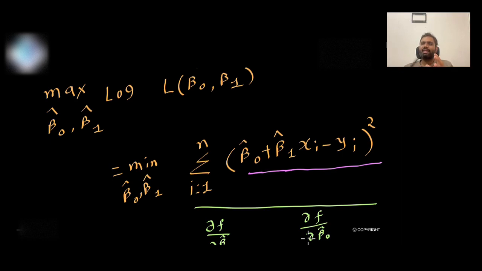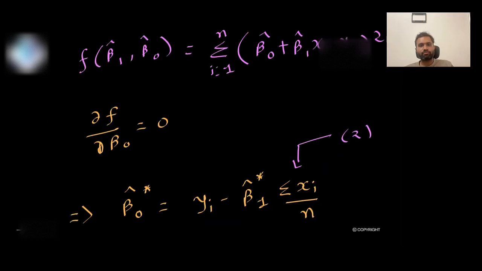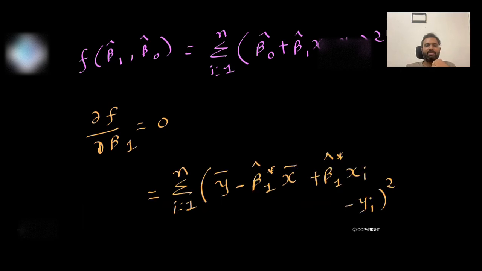But here I am deriving by making the partial derivative of this particular function and equating with 0. If I do the gradient way, I will arrive at the same equation. But let's just partially differentiate this particular equation and equate with 0. First of all, I am partially differentiating with respect to beta 0 hat and equating with 0. You will see that beta 0 hat star and beta 1 hat star are related by this: y i minus beta 1 hat star times the average of the x i's. This is given training data, it is fixed. Similarly, beta 1 hat star also you can calculate.